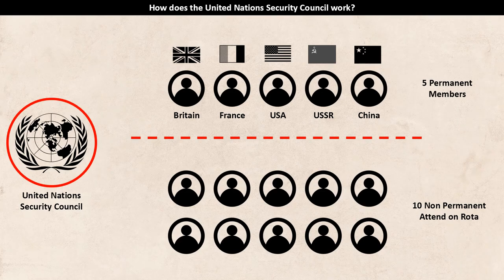Now, when the UN has a problem it needs to solve or is trying to resolve a conflict, they need 9 members to agree to be able to make a decision. And so if all 5 permanent members agree, and then at least 4 of the 10 non-permanent members agree, that decision is then made. The 5 permanent members, however, have a slightly more powerful vote.